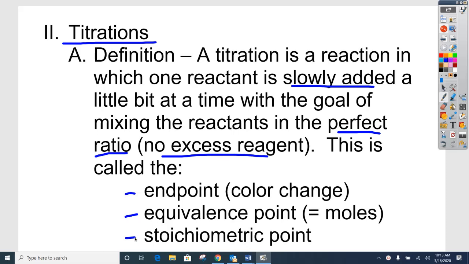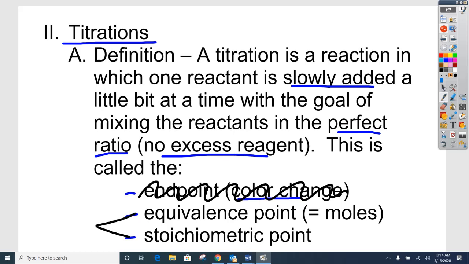End point, by definition, is when your indicator changes colors. So I prefer that you not use end point to determine whether or not the titration is complete, because unless you have access to a wide range of indicators, it's very difficult to get an indicator that changes at the pH that you need. For example, in the labs we've done up until now, we've used phenolphthalein, which changes at a pH of 8 to 9, but we need to know when the pH is 7, not 8 to 9.